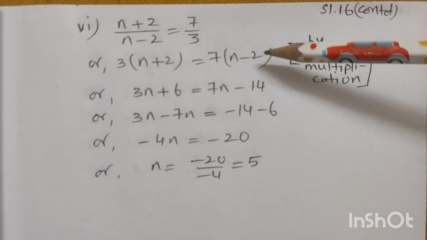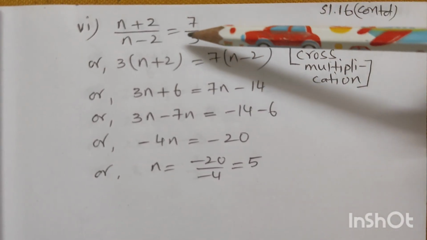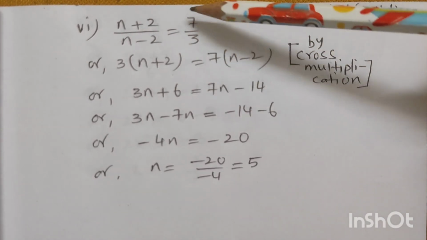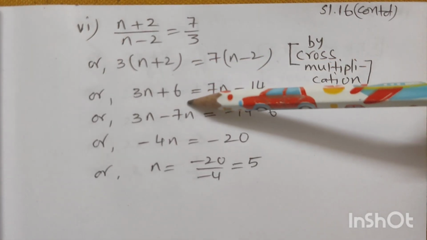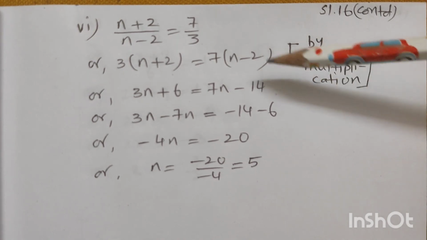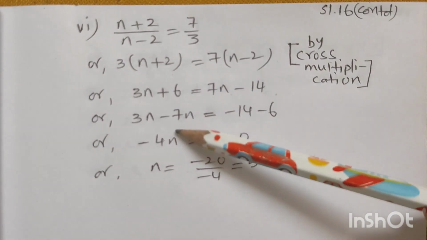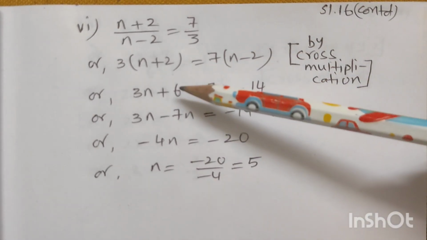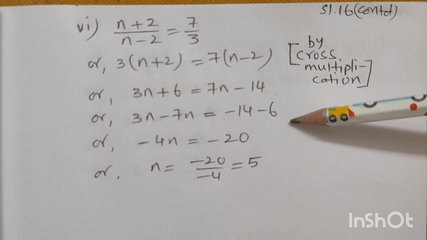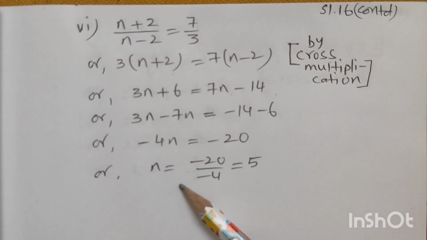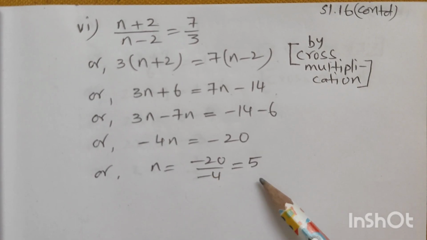This is also another example. You can see here we have done cross multiplication. N plus 2 is multiplied by 3 and 7 is multiplied by n minus 2. The brackets are opened on both sides. This 7n has been transposed to the left hand side. The sign has changed to minus, and this plus 6 has come to this side with a minus 6 sign. And here n equals minus 20 by minus 4. So minus and minus become plus, and the answer is 5.